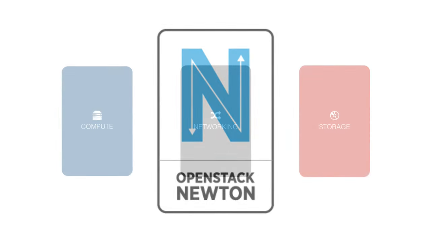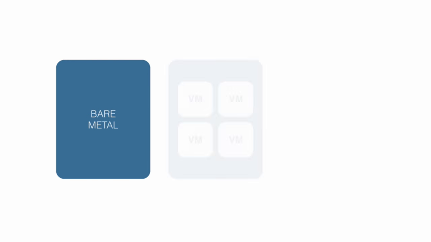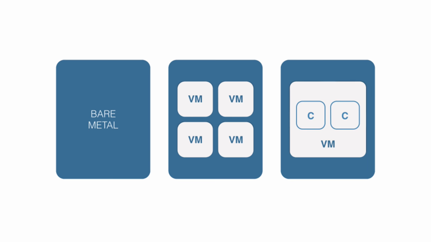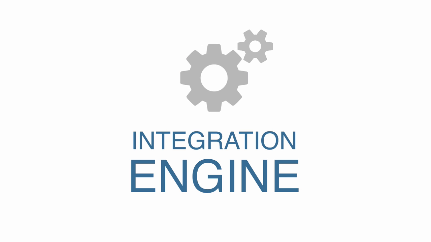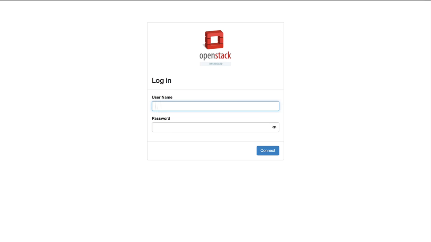OpenStack is a cloud operating system that provides one versatile platform for all your compute, networking, and storage resources across bare metal, virtual machines, and containers. It's a powerful and highly configurable integration engine with a set of core projects that are a foundation for a wealth of applications and services, all freely available and supported by a worldwide development team.